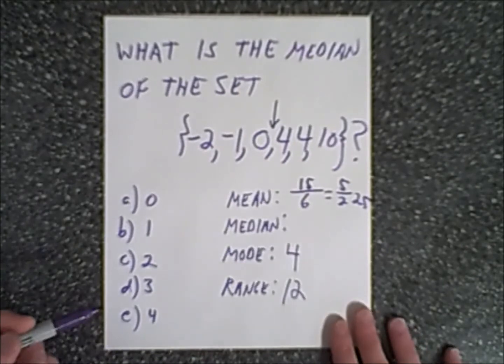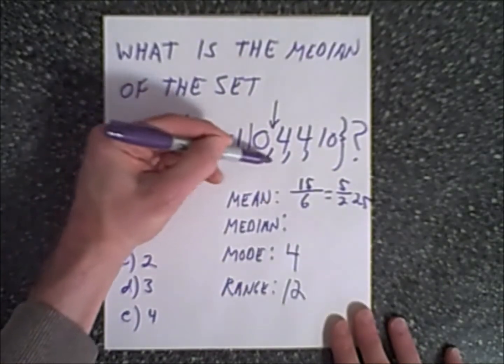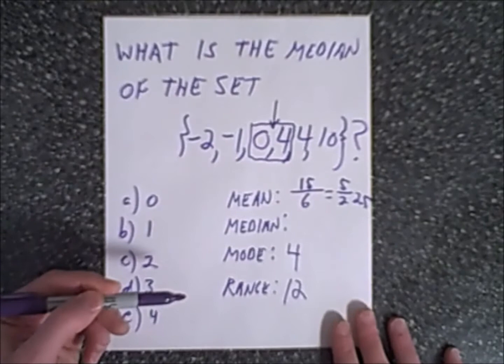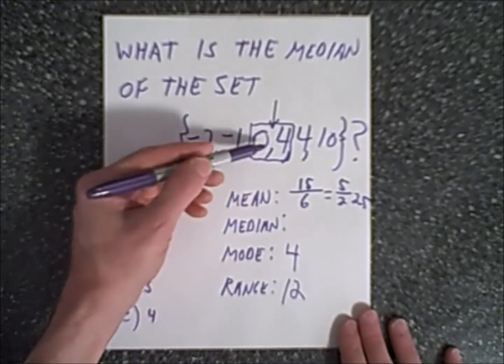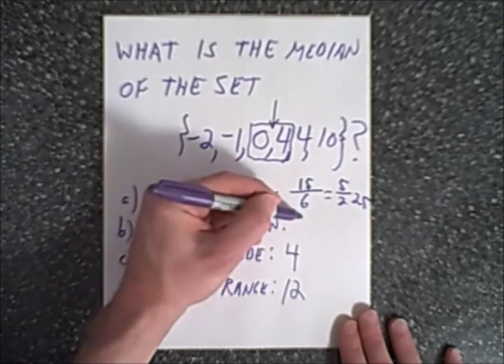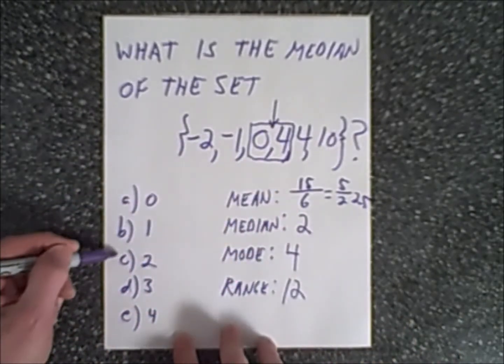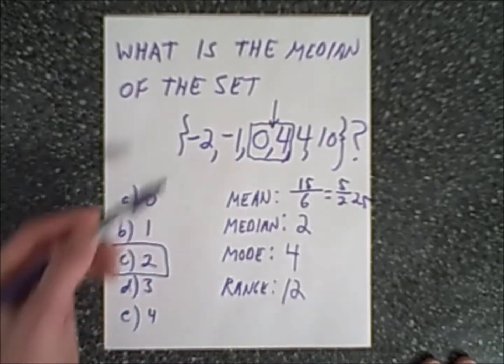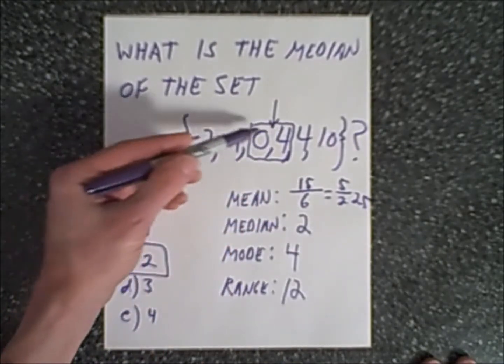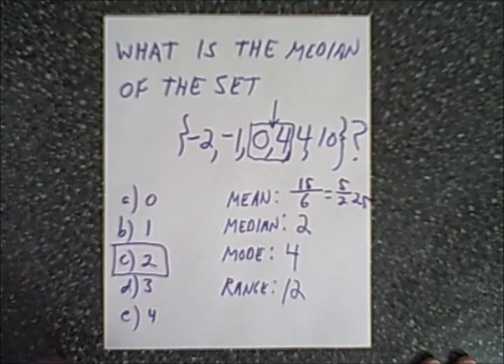So what you have to do now is take the 2 middle terms, 0 and 4, and find the average of these 2 terms, and as you'll see, the average of 4 and 0 is 2. Therefore, the median is 2. Again, you take the middle term, and if the set has an even number of terms, you take the average of the 2 middle terms, and you get your answer.